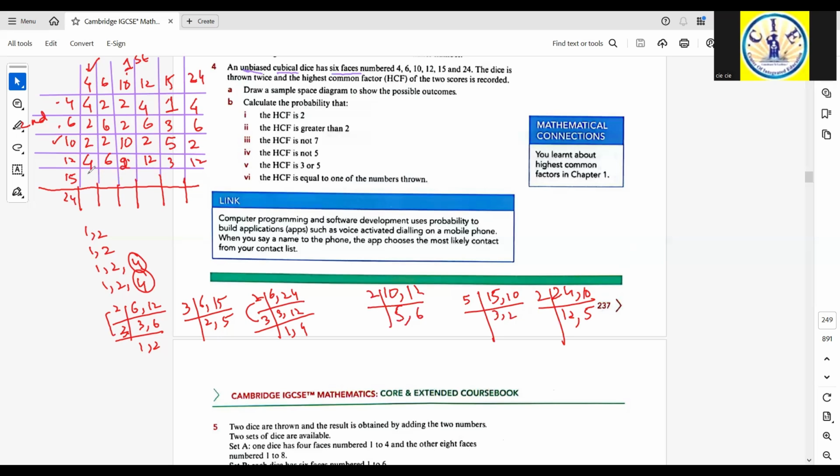For 15 and 4, only 1 is a common factor. For this is 3, this is 5, this is 3, this is 15, this is 3. And for this, 24 and 4, 4, 6, this is 2. And the same way, this is 12, this is 3, and 24 and 24, they have the HCF, that is 24. So that is how this part A was to be done, completing the sample space diagram or the probability space diagram.